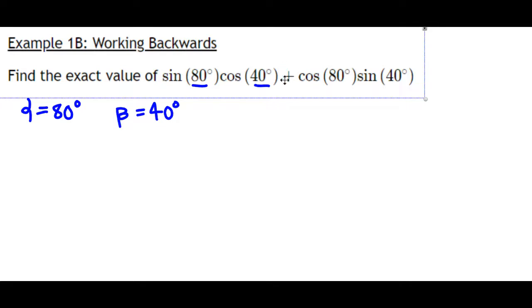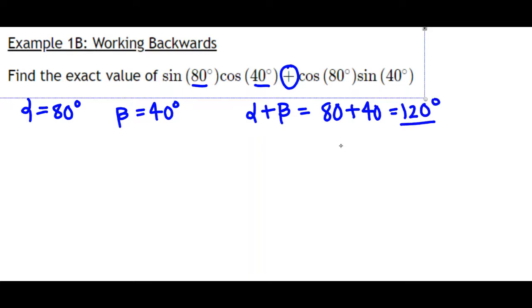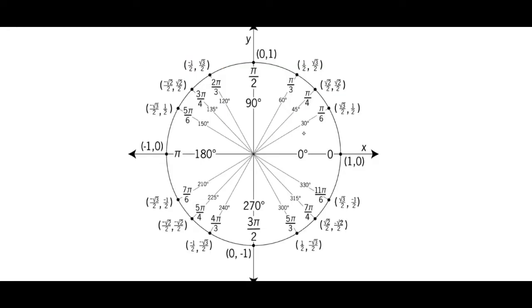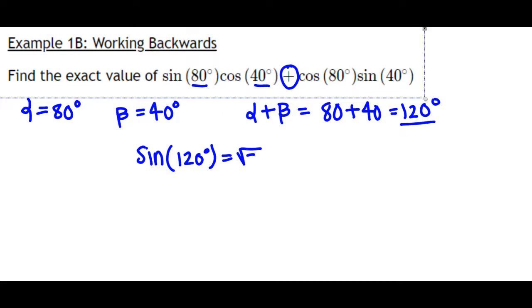If we're using the sum formula, since this is plus, we take alpha and add it to beta. So that gives us 80 plus 40, which is 120. 120 is on my unit circle, which works out perfectly. This is the formula for sine of alpha plus beta, which is 120. We go to our unit circle, we look at 120, and the sine value is square root 3 over 2. So this equals the square root 3 over 2. And that's the final answer.